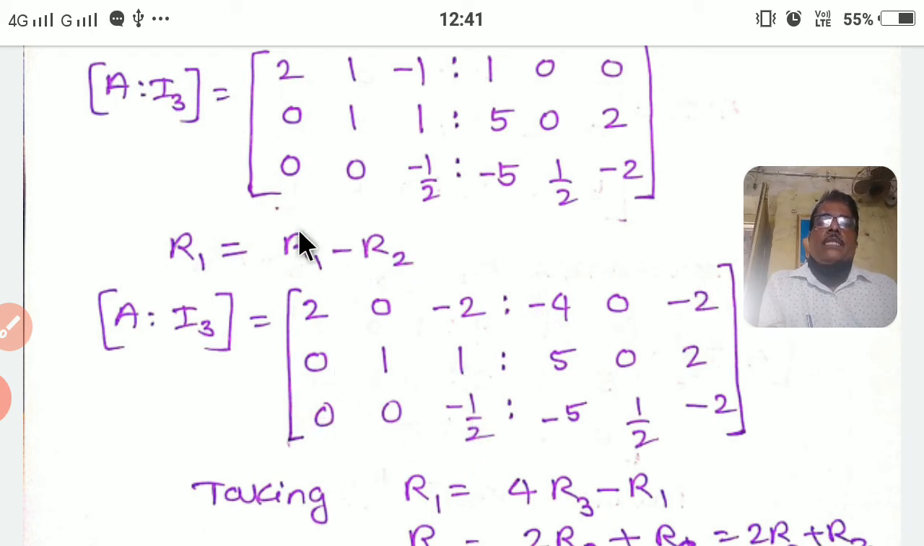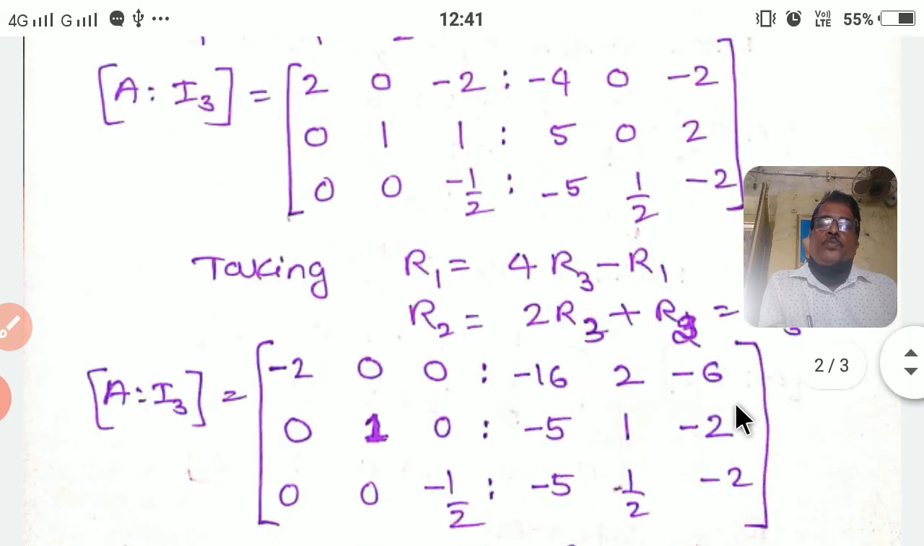Similarly, we carry out the same operation, R1 minus R2. So 1 minus 5 is minus 4, 0 minus 0 is 0, 0 minus 2 is minus 2. Now the remaining elements as it is, 5 0 2, minus 5 1 by 2 minus 2.